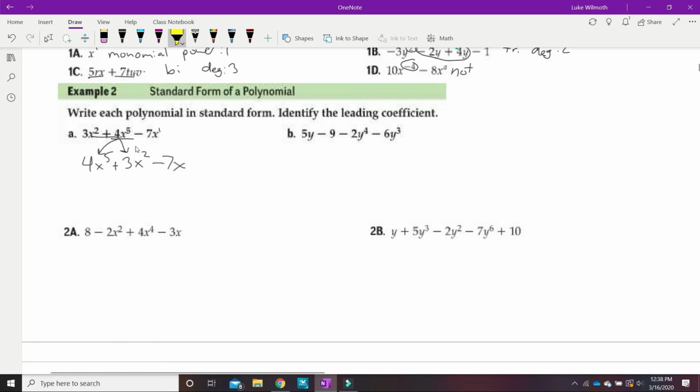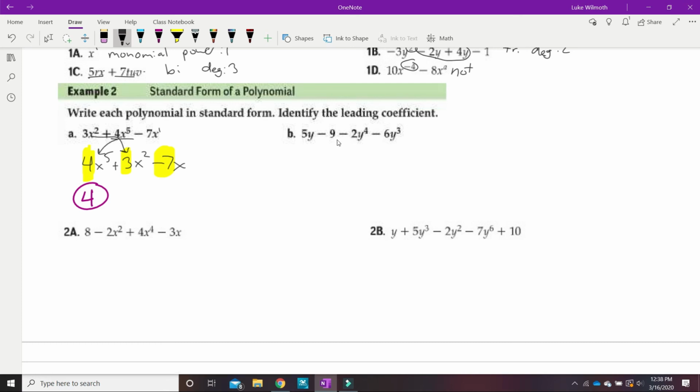So it's just write each in standard form, and it does say identify the leading coefficient. If you don't remember, a coefficient is the number that's in front of a variable. So my coefficients are 4, 3, and -7. The leading one, you could probably guess, is this 4 because it's the very first one if it's in standard form, with the highest power being first. So the answer on this one is 4. Okay, let's try the next one here.